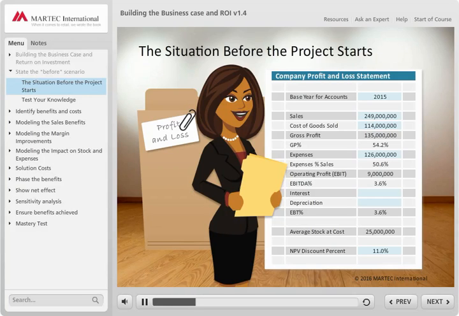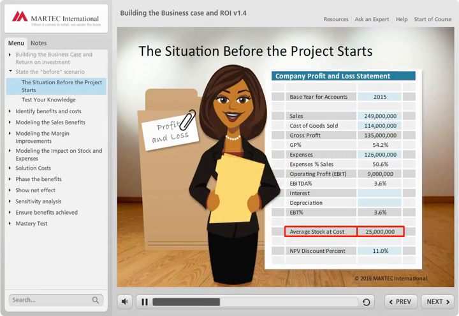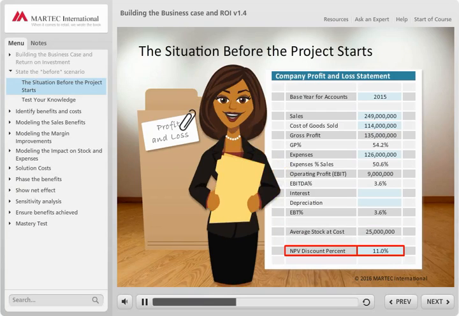In addition to the P&L, this example shows two extra items of data: the average stock carried by the business in the year in question and the net present value, NPV%, to use in calculations. The average stock figure is used to calculate stock turns and is therefore required in any project that involves changing inventory levels. The net present value is a way of discounting revenues and costs that arise in the future back to their worth today.